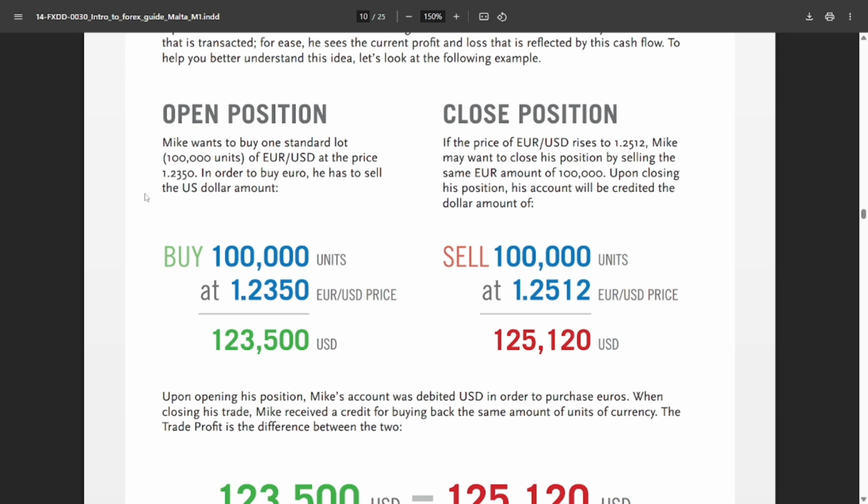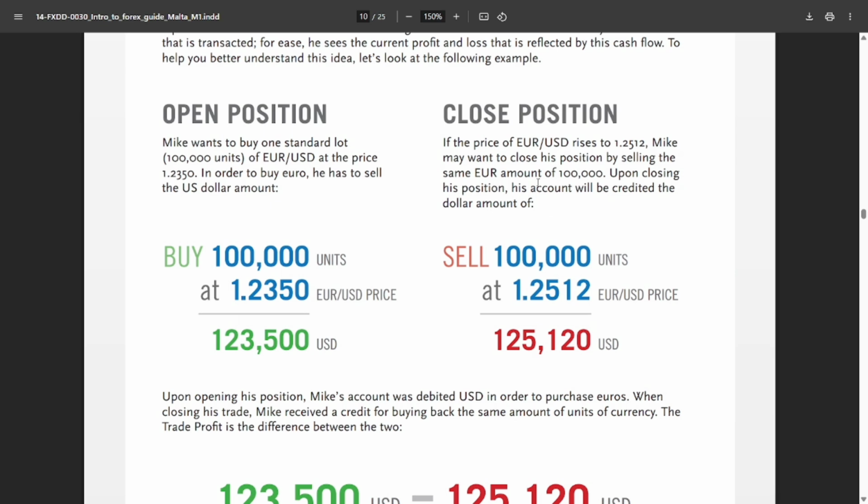Got it? You buy 100,000 units at 1.2350 EUR/USD price. And also, how much USD do you have? You have 123,500.